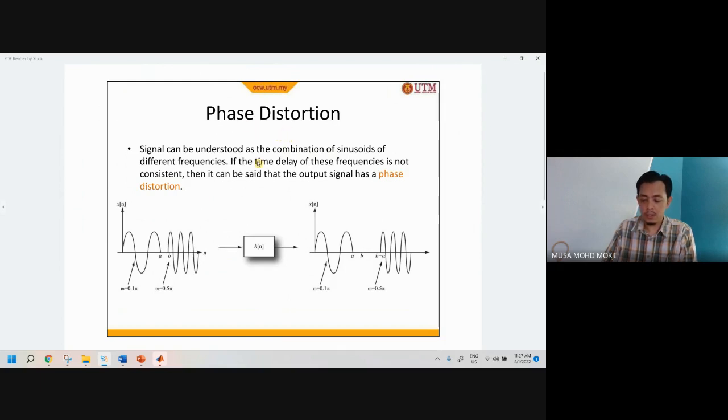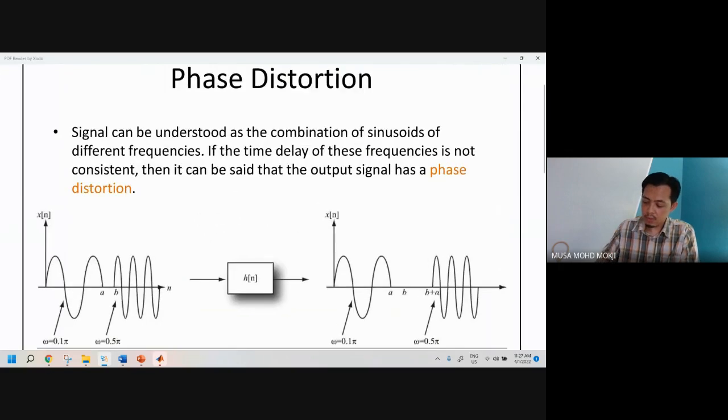Okay, so what is phase distortion? A signal can be understood as the combination of sinusoids of different frequencies. If the time delay of these frequencies is not consistent, then it can be said that the output signal has phase distortion. Right? Sorry, this is actually not X. This one is supposed to be Y[n].